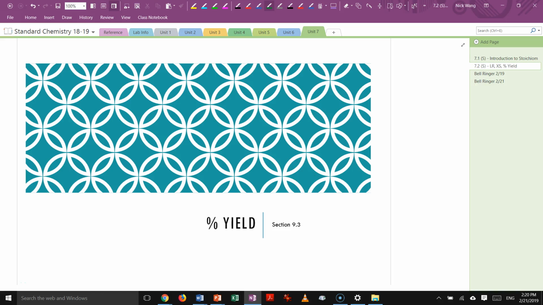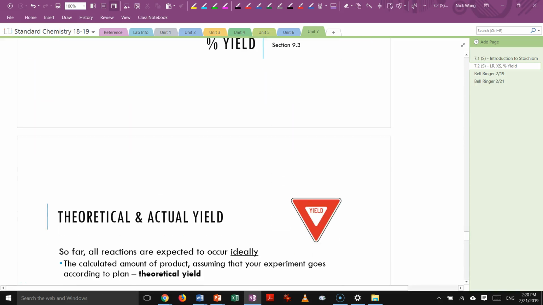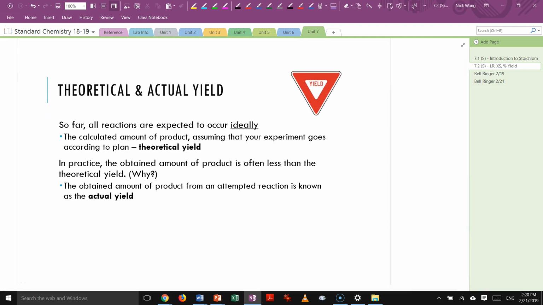We're going to wrap up this unit by learning about something called percent yield. To talk about the word yield, we need to break it down into two main types of yield. One is theoretical yield and the other is actual yield. So when we talk about theoretical yield, that's the first part here.